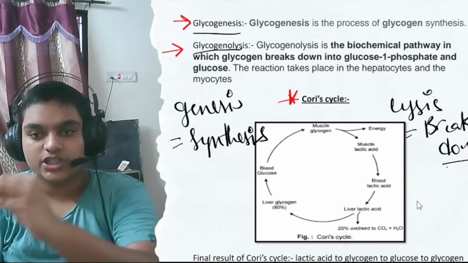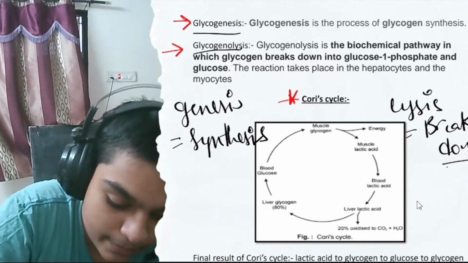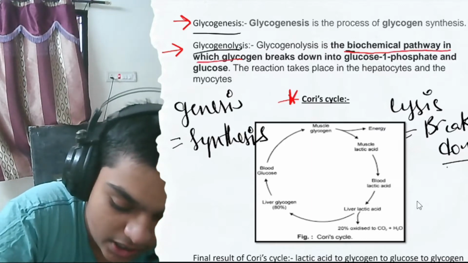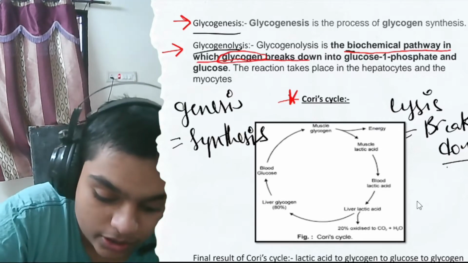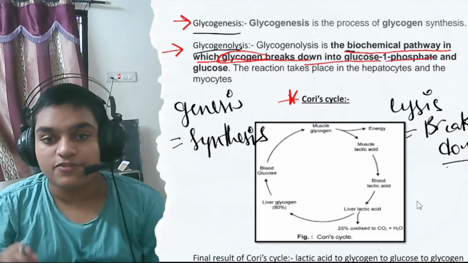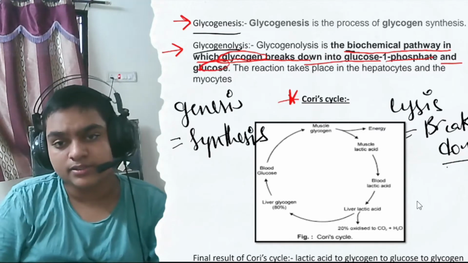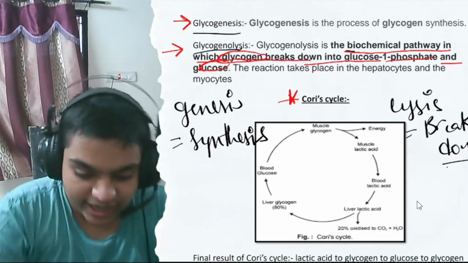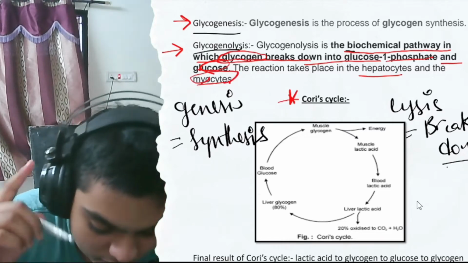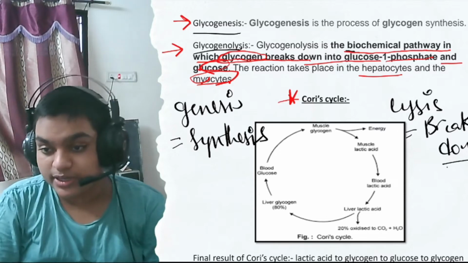Glycogenolysis. It is a biochemical pathway in which glycogen breaks down into glucose 1-phosphate and glucose. Just remember glucose, it's enough. It is present in our NCERT. This reaction takes place in hepatocytes and myocytes. What are myocytes? Muscle cells are also called myocytes.